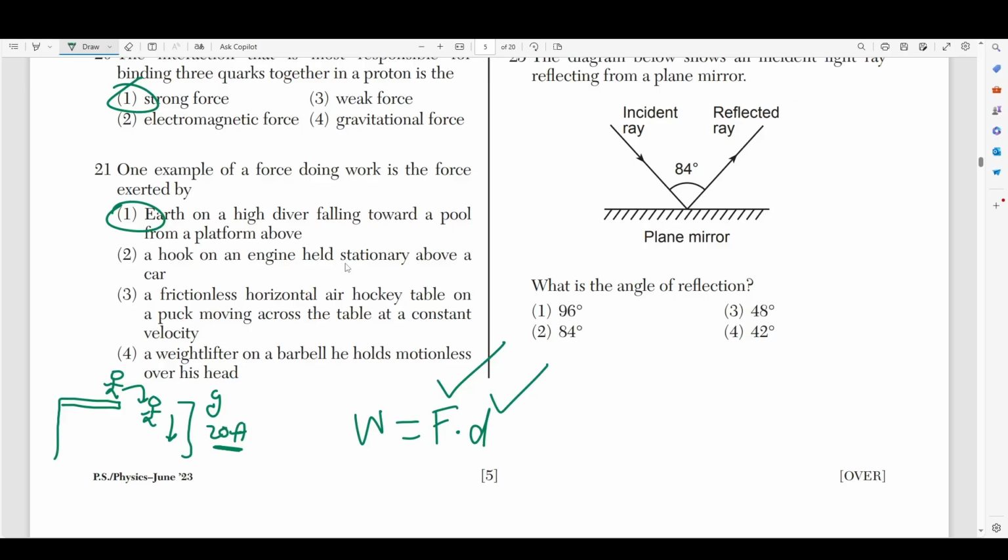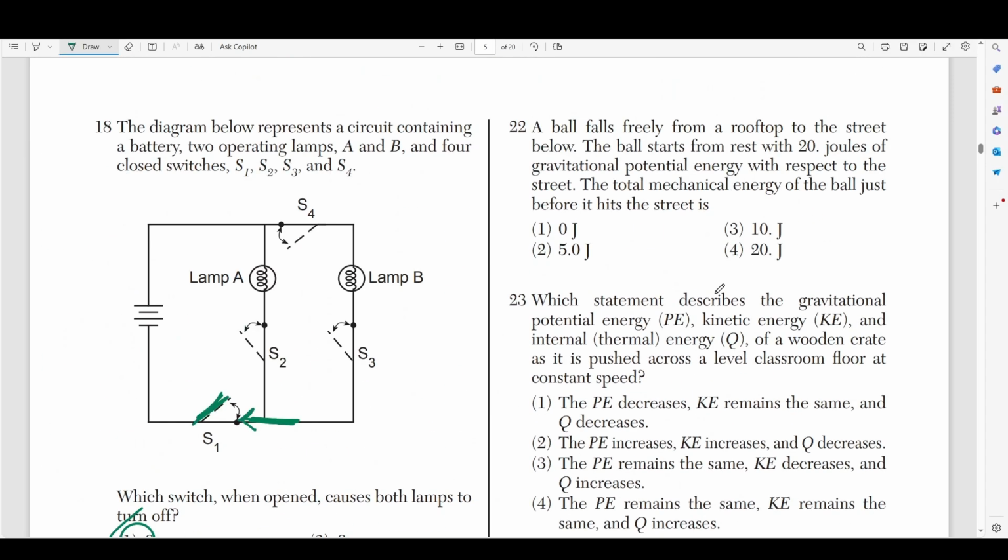Number 2 says a hook on an engine held stationary. This is automatically wrong. You need a force to be applied over a distance. If something is stationary, its distance is not changing. Frictionless puck moving across at a constant velocity. If you have a constant velocity, your net force, or your F net, is 0. And a weightlifter holds a barbell motionless. Motionless, you need motion for work, right? So no.